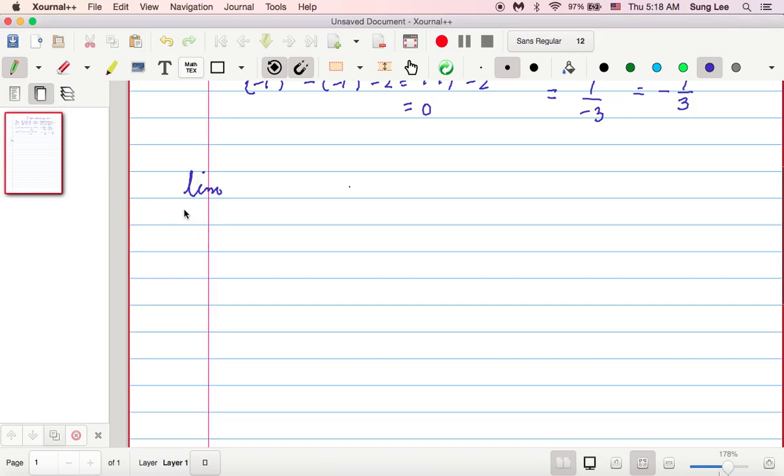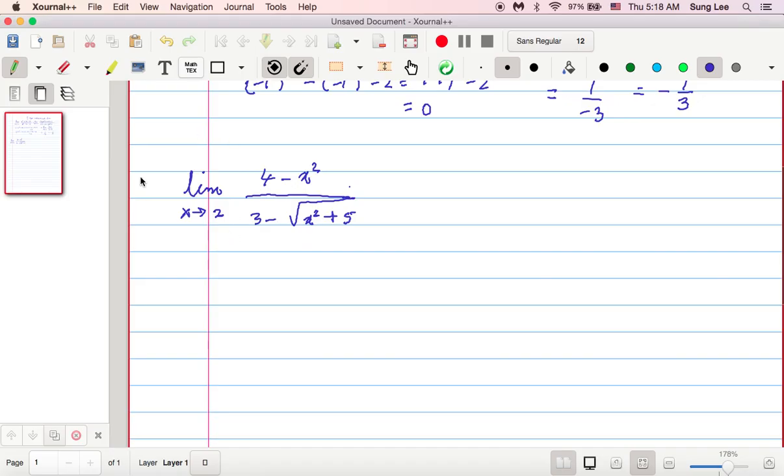Limit as x approaches 2 of (4 minus x squared) over (3 minus the square root of x squared plus 5).